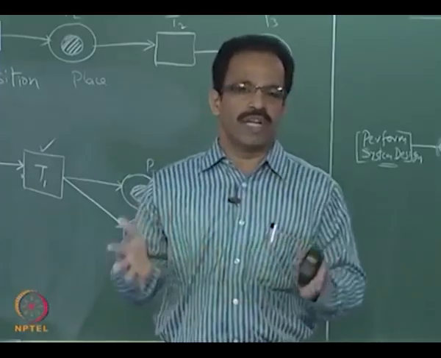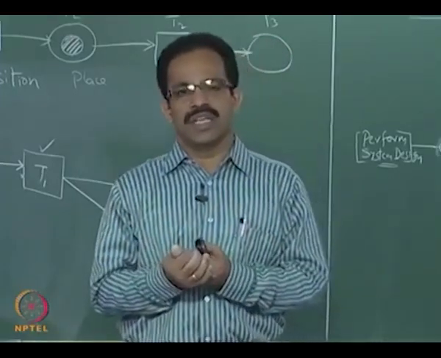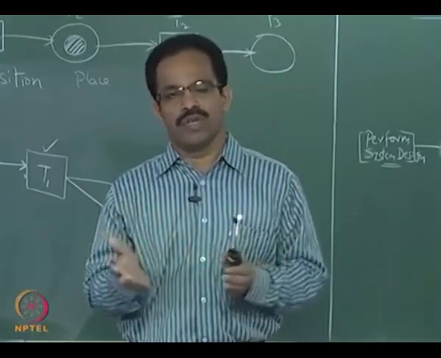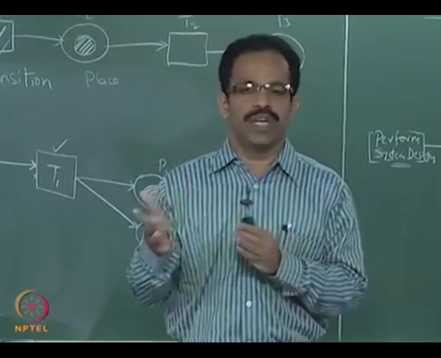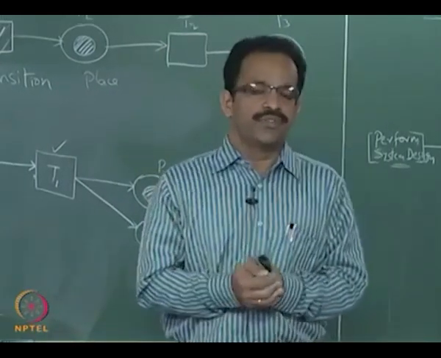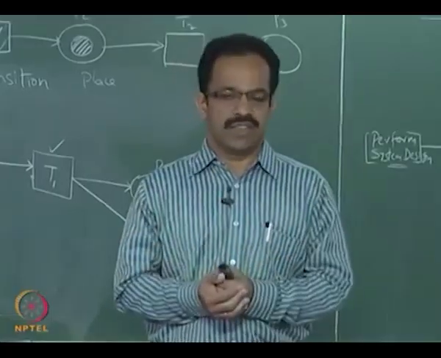I will take a few more examples to show the concurrency as well as the overflow situations and then the ordering situations. So how do we model such dynamics using Petri nets? This we will discuss in the next class.